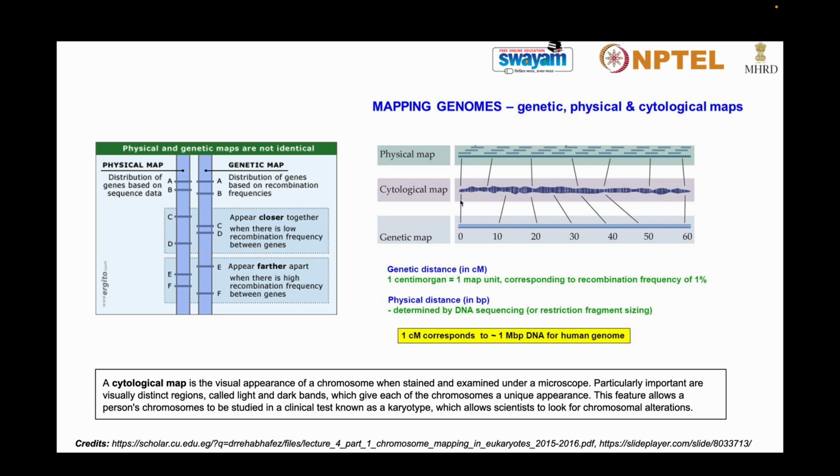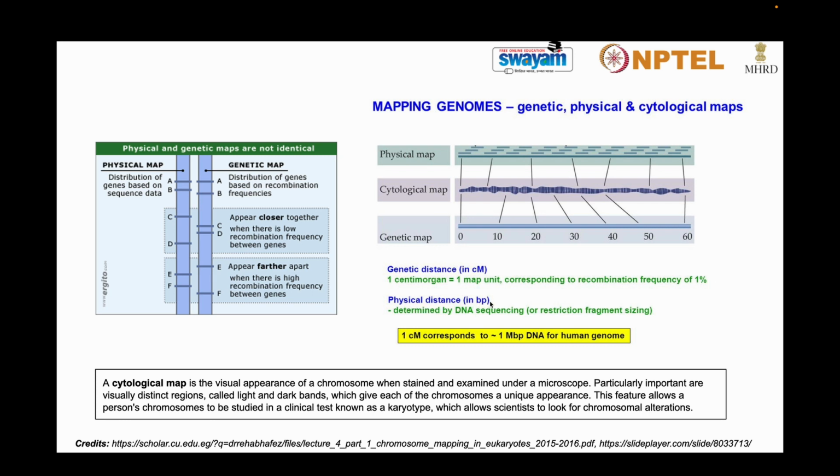Before moving to that term, we look at the genetic map. It will provide you the exact order of the genes, but the distance that it provides will be relative. In genetic distance, the unit which you will use to represent the distance between two genes is the centimorgan. One map unit corresponds to a recombination frequency of 1%.